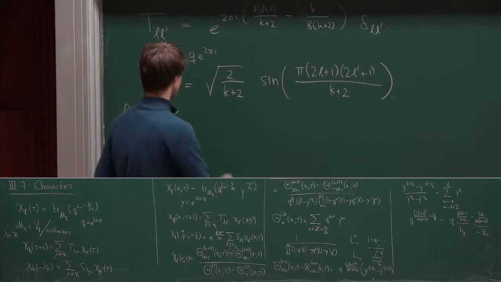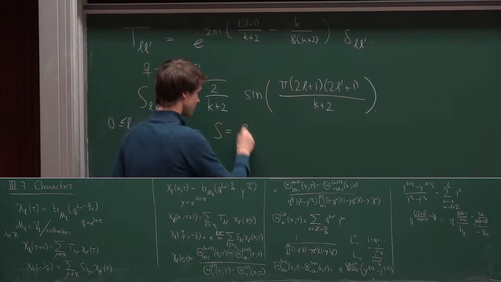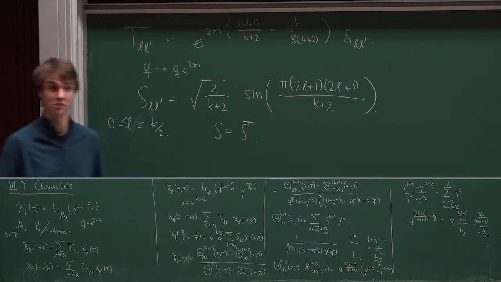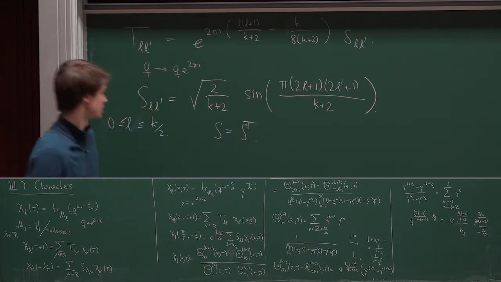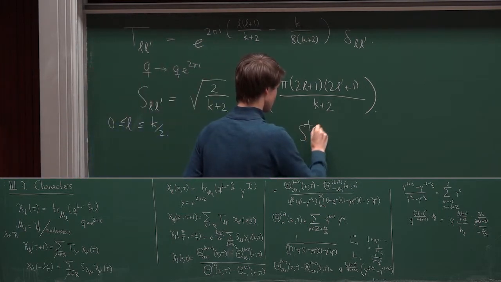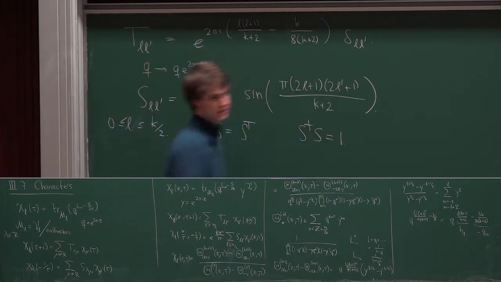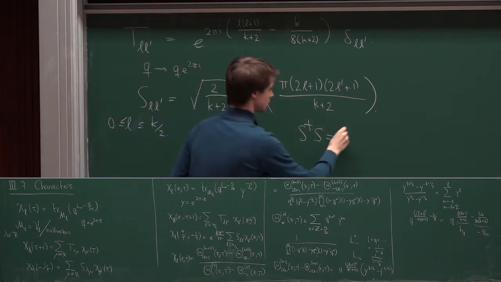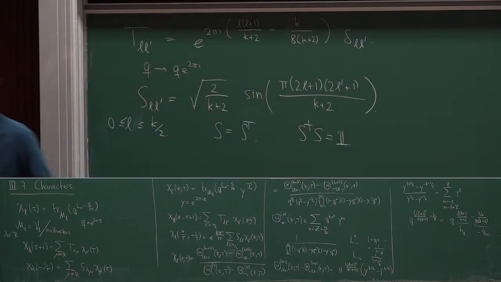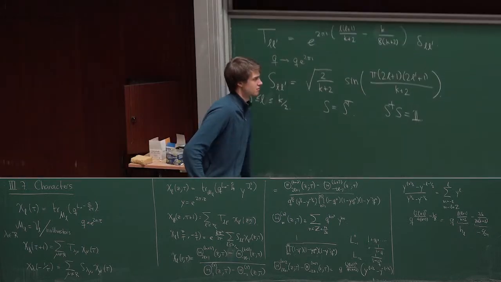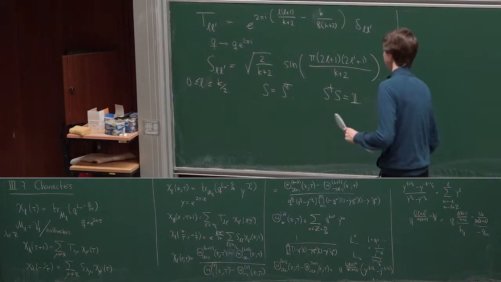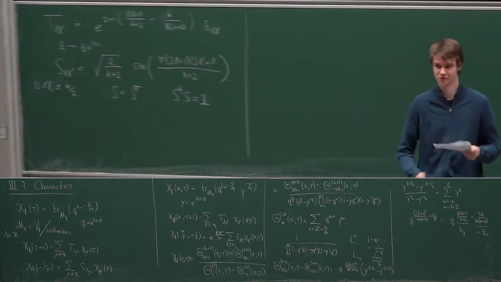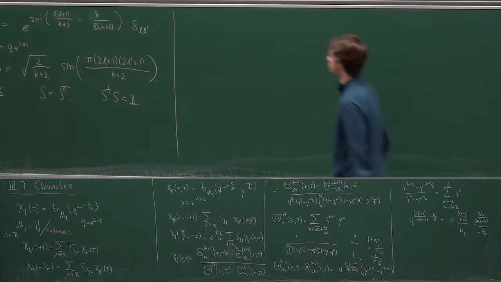And just some properties, which Sylvain mentioned. So S is a symmetric matrix. That's obvious if you interchange L and L prime. It's also, which is also part of the exercise, unitary, so S dagger S is the identity. Okay, that's less obvious, but it's also true. And here the S matrix is also real, so that's a bit easier. Good, so this is our S matrix of the theory, and now I will use it.